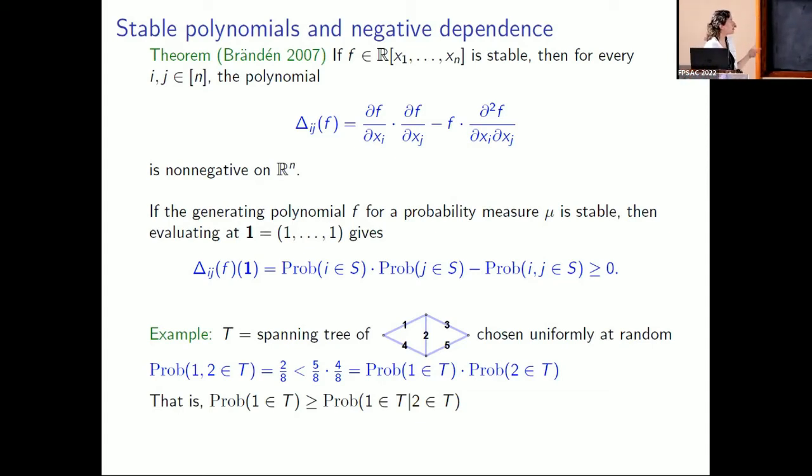So on a high level, what we can say is that if the generating polynomial of some distribution is stable, its roots avoid some region in the complex plane, then this does something interesting about this discrete probability distribution.